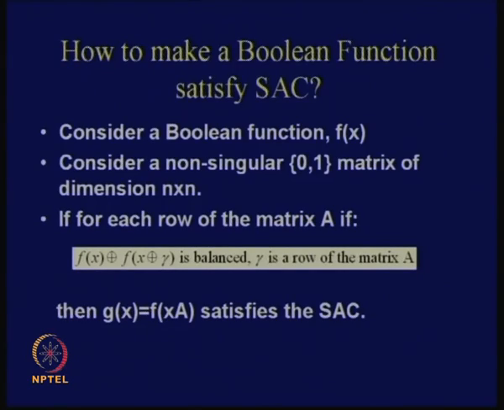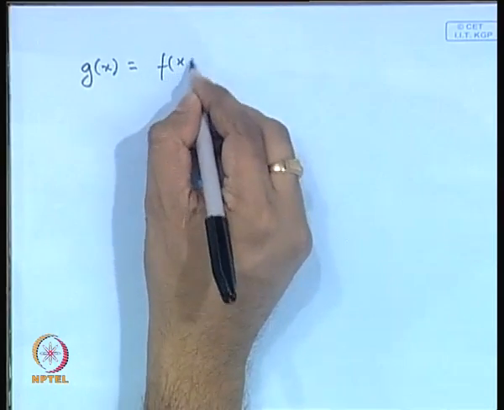So given any Boolean function, we can actually make certain transformations and make it satisfy SAC. So what it says is: consider a Boolean function f(x) and consider a nonsingular 0-1 matrix, say A, of dimension n cross n. If for each row of the matrix A, the property is satisfied, that is, f(x) XOR f(x XOR gamma) is balanced, where gamma is a row of the matrix A, then g(x), which is equal to f(xA), satisfies the SAC. Okay, so do you see why it's true? It's also quite trivial if you follow the definition of SAC. So let's see what it says. It says that g(x) equal to f(xA) satisfies SAC.